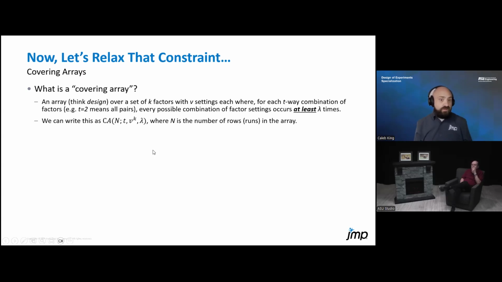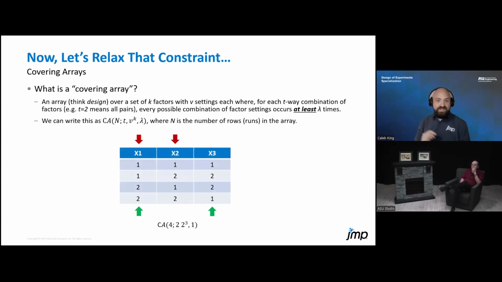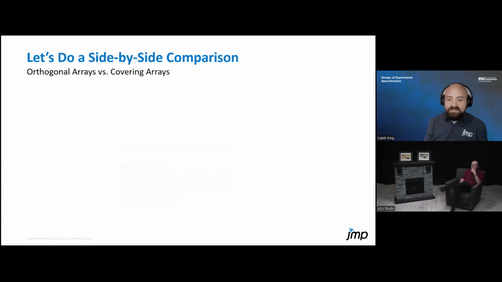And again, I can show you a quick example. In fact, I already have. The last one that you saw, that actually is a covering array as well. It's a covering array in three factors and four runs. And so that's nice, but it might be nice to actually see what is the difference between a covering array and an orthogonal array, because they're not always the same. So let's actually look at a different example.